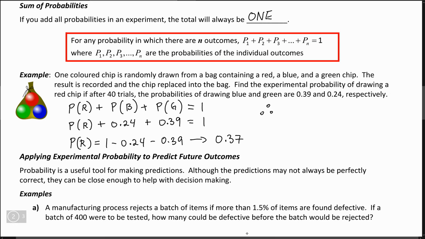So with problems in this course, you're going to have to give me final statements. So I'm going to say here, therefore, there is a 37% chance of drawing a red.